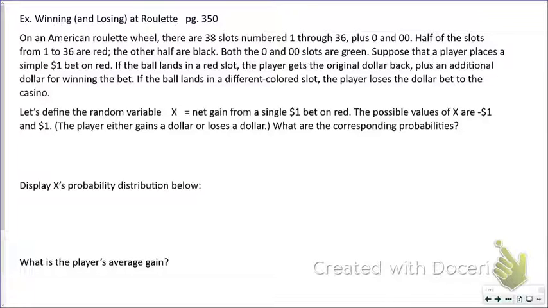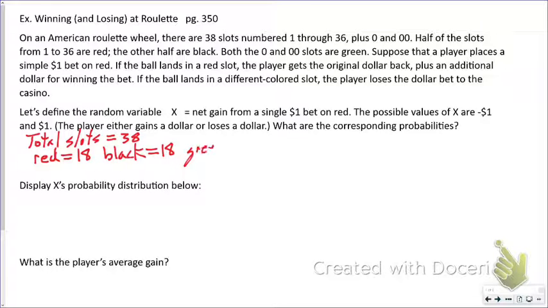All right, so there are a total of 38 spots the ball can fall into. And there are numbers 1 through 36, half of them are red. So that means there are 18 red and 18 black. And then there are 2 other spots that are green. So that's what we're going off of.